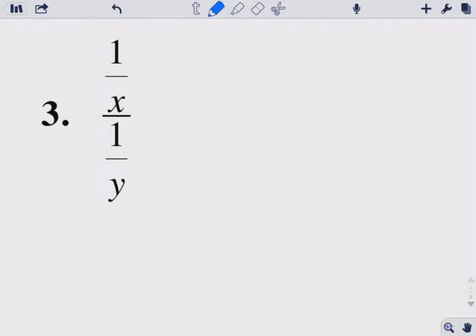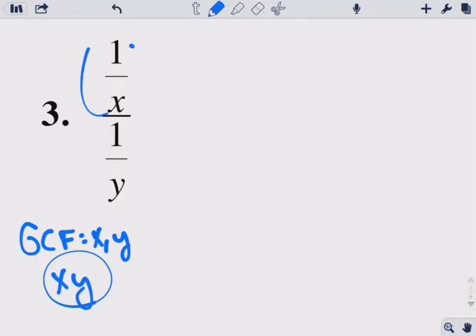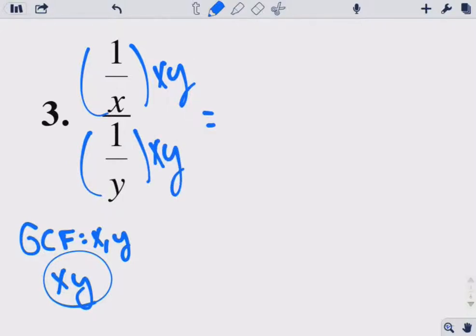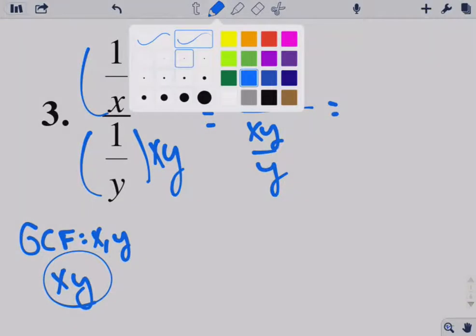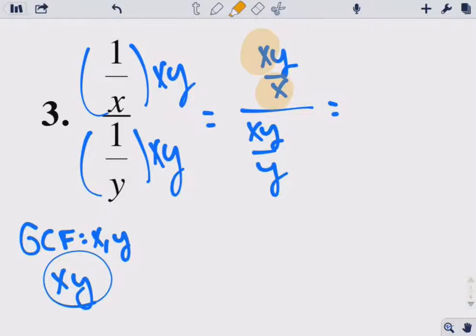Okay, we can do GCF again. GCF of x and y is xy. So I'll multiply the top by xy, the bottom by xy. So I'll get xy over x all over xy over y. Some stuff cancels, more particularly the x cancels, the y cancels, and so I get a new expression, y over x, right? Those cancel, those cancel.